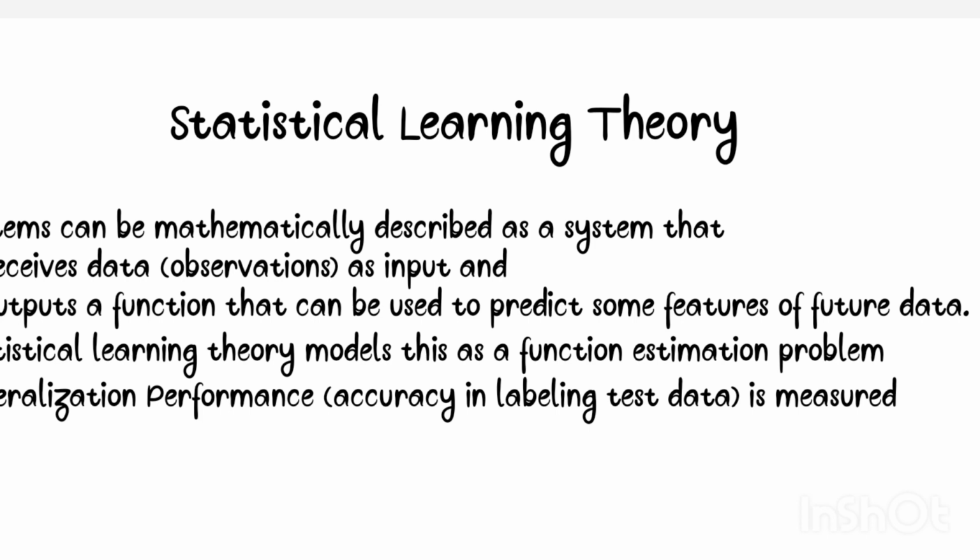Statistical learning theory. A system can be mathematically described as a system that receives data as input and produces output. It is a function that can be used to predict some features of future data. In statistical learning theory, the model is a function estimation problem, generalizing the performance and accuracy on unseen data. This data is measured.